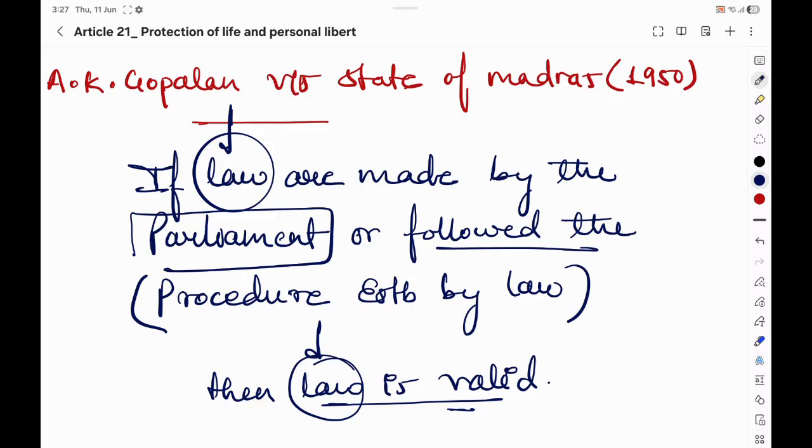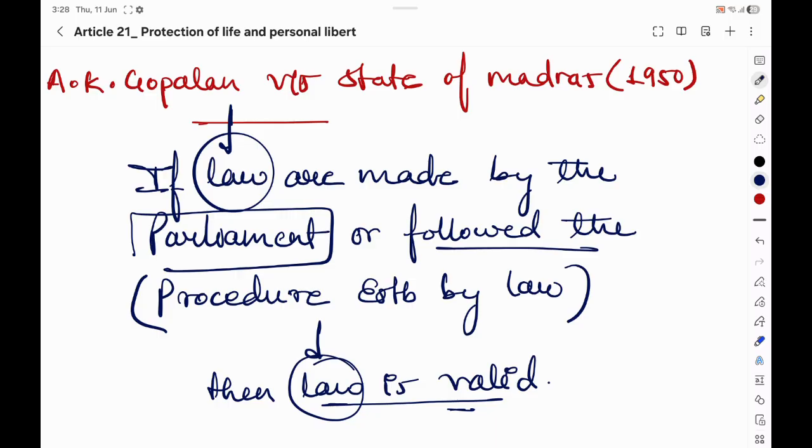So what had happened was that Gopalan was detained by the government under the Preventive Detention Act. Gopalan challenged his detention on the grounds that it violates what? His Article 19, that is freedom of movement, Article 21, that is protection of life and personal liberty, and Article 22, that is safeguard against arbitrary arrest and detention. So in this case, what did the Supreme Court say?